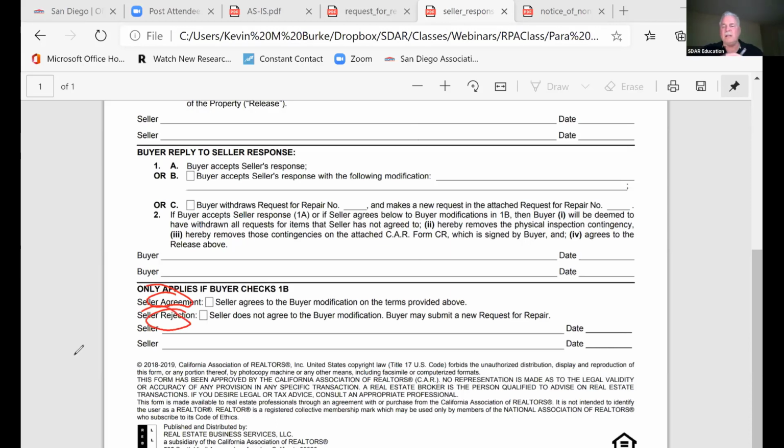If there's an agreement, it's over. We don't need any more paperwork. If there's a rejection, then you can go ahead and submit a whole new request for repair. The key ingredient is anything that was in the first request or this response is off the table. We start from scratch again. And this was caused because there were so many problems with all these crazy little addendums. The agents weren't writing in the language that says all that other stuff goes away, that we're going to take it off the table. Instead, no, we got you, you didn't remember to remove that. So this is going to be there to protect you.